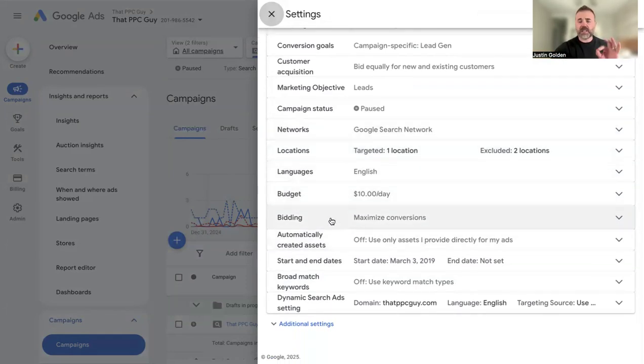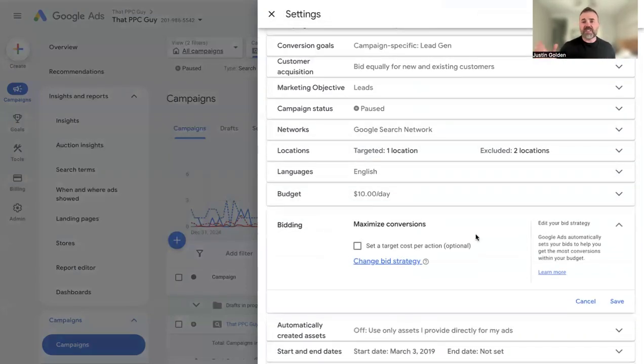We're going to scroll down here and click on bidding. Lots of bid strategies. My favorite is maximize conversions. You always want to make sure you've got conversions set up in your account before using this. Mine are form fills and phone calls. That's what's most important to me for all of my search campaigns. I want to maximize that.